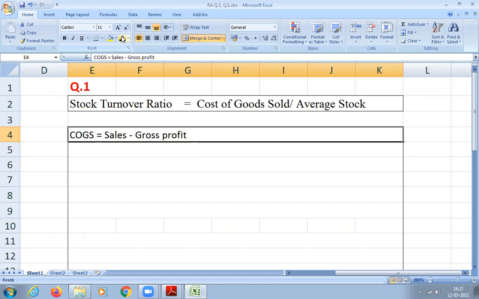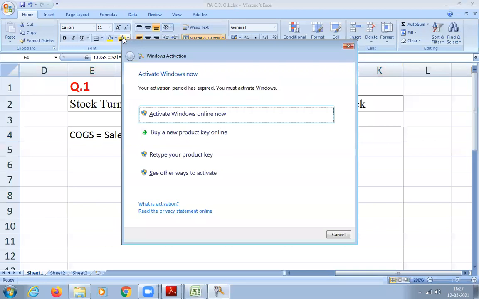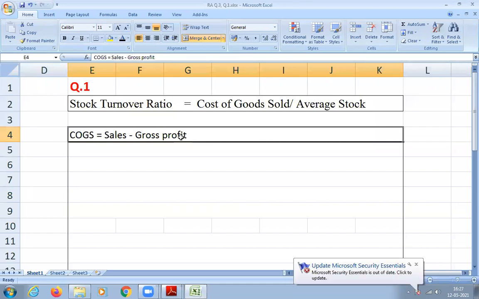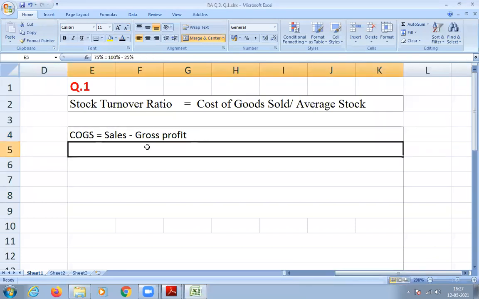Sales will always be how much percentage? Sales will always be 100%. If sales is 100%, and GP is how much? 25%. So how much will be COGS percentage? That is 100 minus 25, 75%. So I know COGS is 75%, sales 100 and GP is 25.